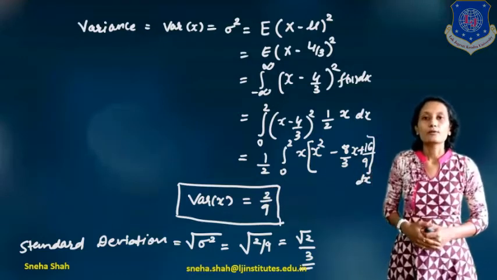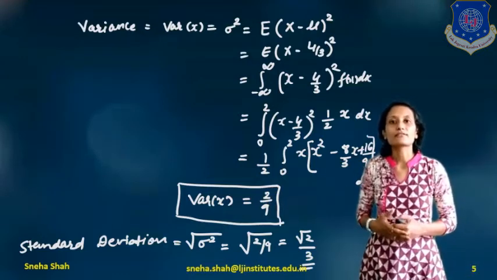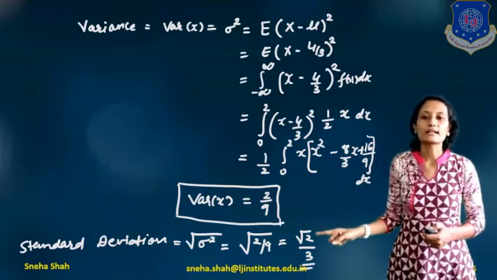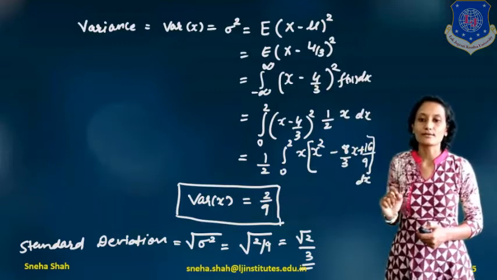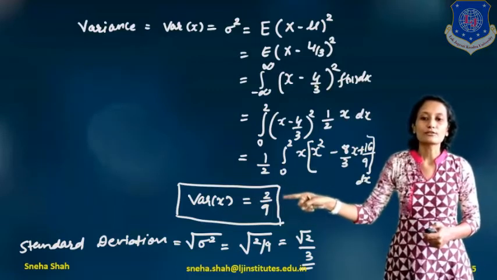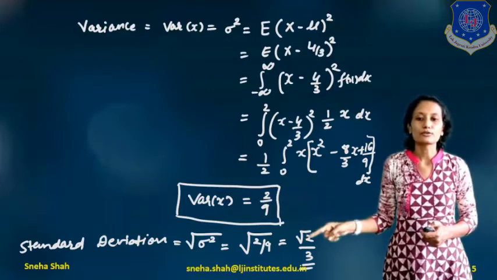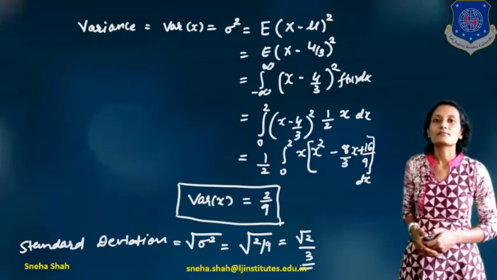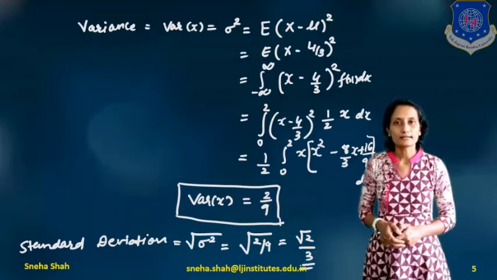Now we have to find the value of standard deviation. Now what is the value of standard deviation? Its value will be the under root of this sigma square. So if I take the root of this, its value will be root 2 by under root 9, meaning 3. So the final answer will be under root 2 divided by 3.